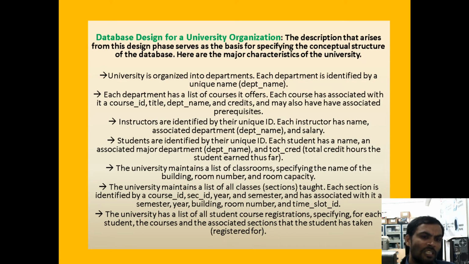If you want to design the department, under the department also attributes will be there: course ID, title, where title means subject name, then department name and credits. How many credits will be there? These are the attributes under the department table. Coming to the instructor, we can call the instructor a faculty. The instructor is identified by a unique ID.